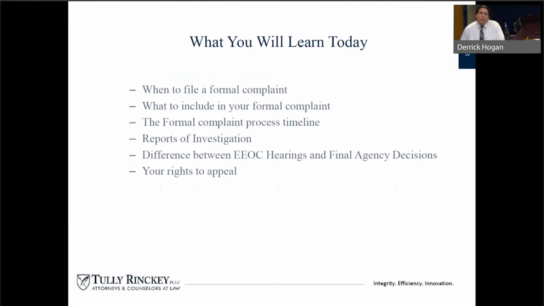We'll also talk about a report of investigation. A report of investigation is a document that you would get after you file your formal complaint and the investigative stage ends. We will also talk about the choice between an EEOC hearing or a final agency decision, because after you receive the report of investigation, you're going to have one of two options. You're going to be able to request an EEOC hearing, or you're going to be able to request a final agency decision. So we'll talk about both of those options. And then lastly, we'll also talk about your appellate rights. Should your case get dismissed or you receive an unfavorable outcome, you do have appellate rights, and we can talk about that as well today.